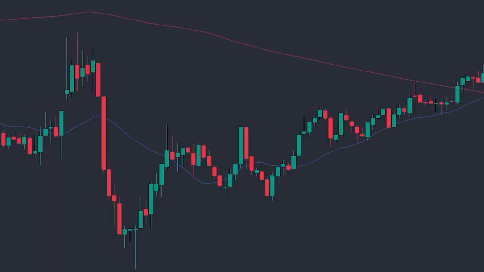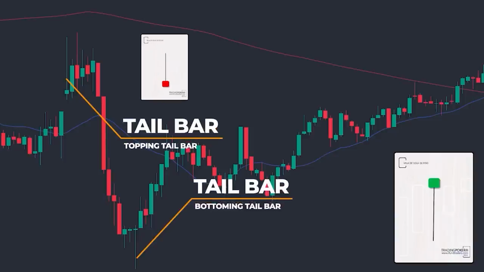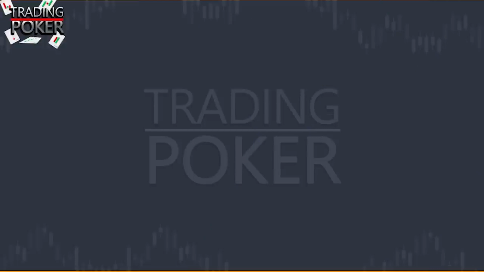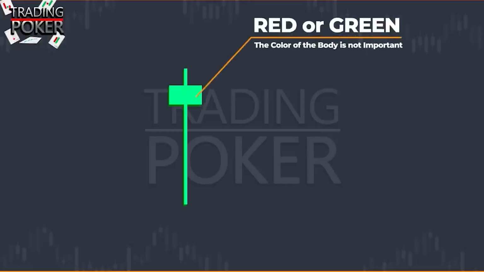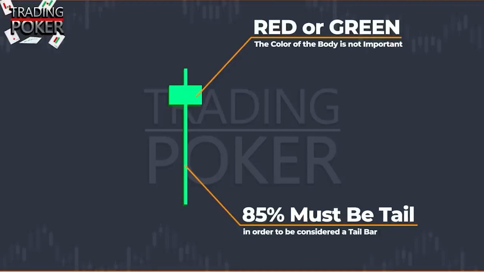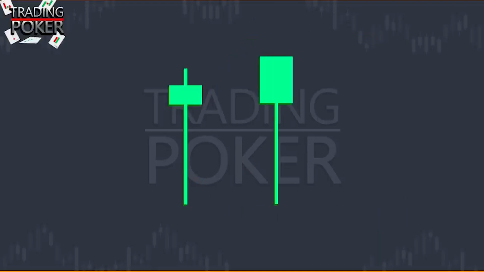Then we have the tail bar. There are two main types of tail bars. There's the regular tail bar, and then there's the tail bar plus or the torpedo. All right. Now let me draw what this is, right? So a regular tail bar might look like this. That can be red or green, it doesn't matter. The color of the body doesn't matter as much as the length of the tail. You want the majority of this bar to be tail. Now, the tail bar plus or the torpedo would look like this.